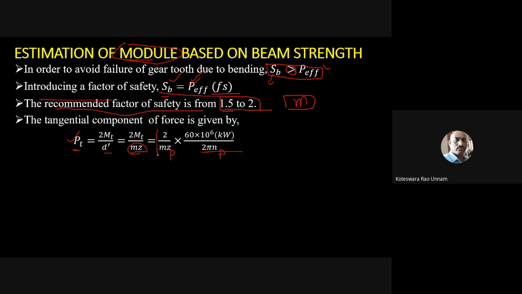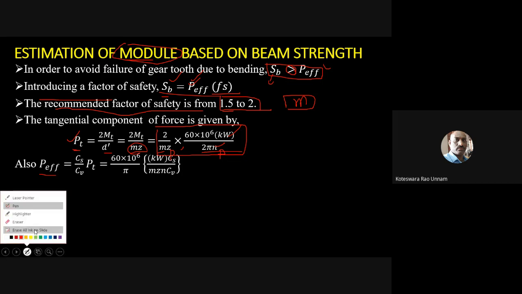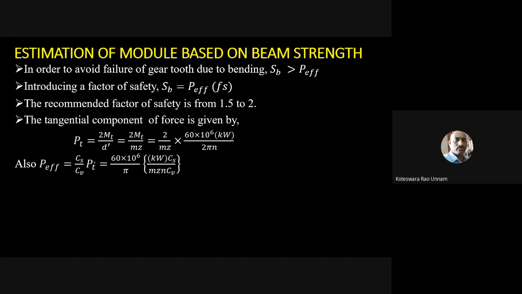So I can write PT in terms of power transmitted, module, number of teeth and speed in RPM. This is the expression for PT. And if I consider the velocity factor approach, the effective load is nothing but CS by CV into PT. If I substitute this PT into that and rearrange, your P effective is going to be this one. Then the design criterion equation is SB is equal to P effective into FS.